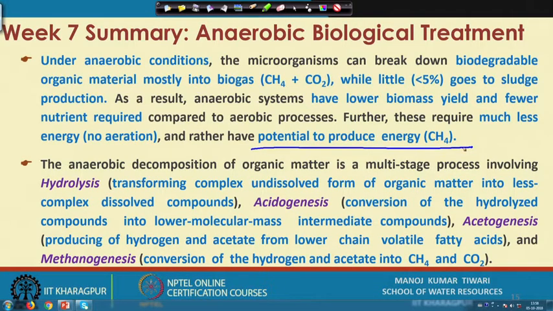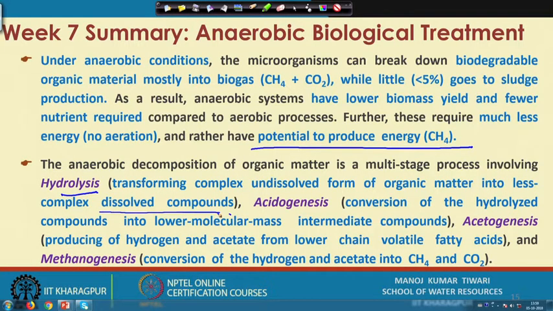This anaerobic decomposition of organic matter is a multi-stage process. There are 4 stages. The first is hydrolysis, where the complex or undissolved form of organic matter is solubilized, converted to less complex dissolved compounds. Then comes acidogenesis, where the hydrolyzed compounds are converted into lower molecular mass intermediate compounds. Various volatile fatty acids and similar products are formed here.